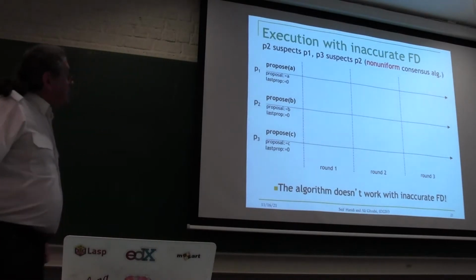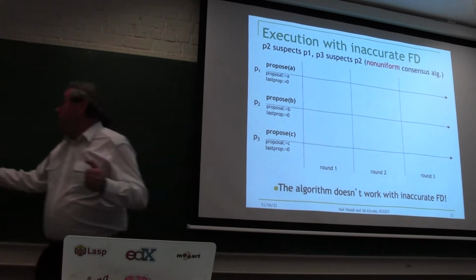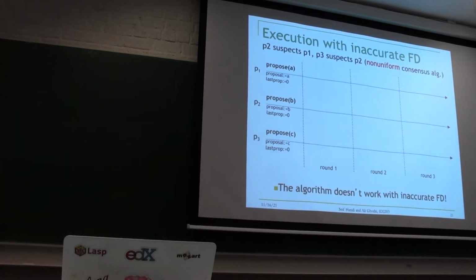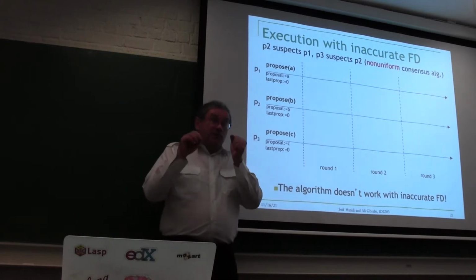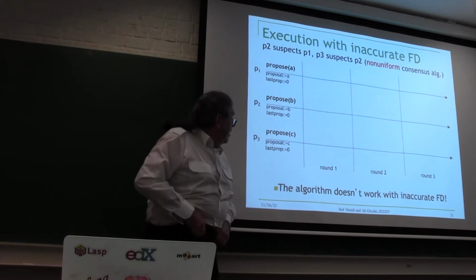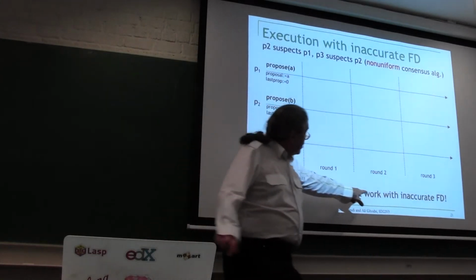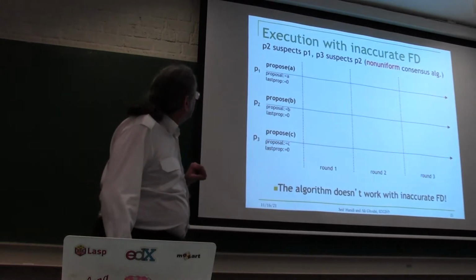So here is an inaccurate detector. Here is the same algorithm, but now let's look at one of these eventual detectors. Eventual detectors start by making mistakes. That's how they start, and that means they're inaccurate. They start by falsely suspecting.